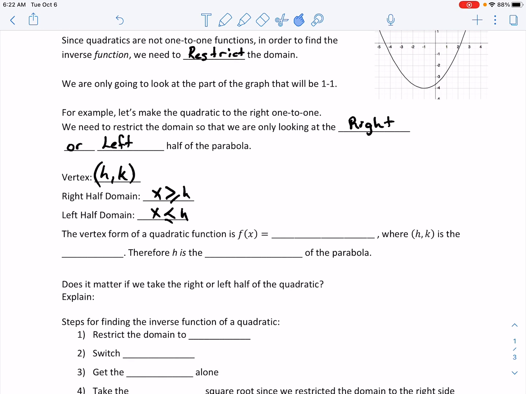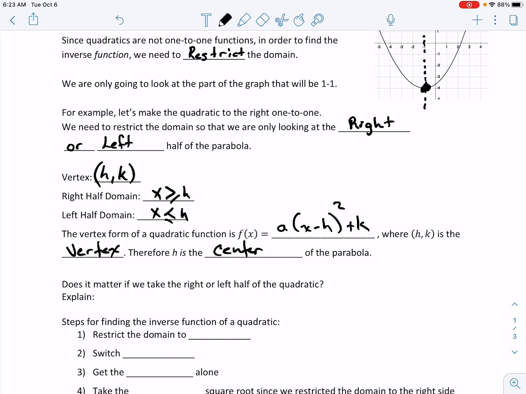The vertex form of a quadratic function is f of x equals a times x minus h squared plus k, where h and k is the vertex. So h is going to be the center of the parabola. It's right in the middle. It's right where the axis of symmetry goes through the parabola.